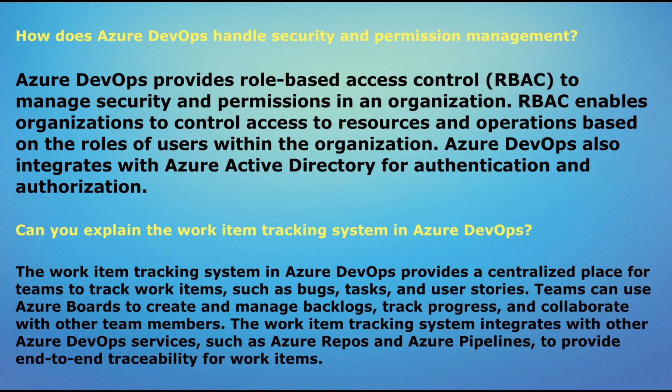Can you explain the work item tracking system in Azure DevOps? The work item tracking system in Azure DevOps provides a centralized place for teams to track work items, such as bugs, tasks, and user stories. Teams can use Azure Boards to create and manage backlogs, track progress, and collaborate with other team members. The work item tracking system integrates with other Azure DevOps services, such as Azure Repos and Azure Pipelines, to provide end-to-end traceability for work items.